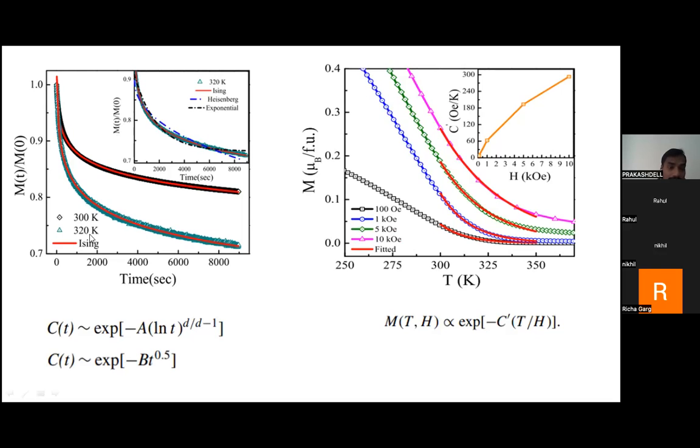So at 300K, 320K. And by using this equation, as the theory says, if the system follows this one, this is for the Ising system, and this is for the Heisenberg system. It follows the Ising system. You can clearly see it doesn't follow stretched exponential or Heisenberg. That is another indication the system exhibits a very feeble magnetic interaction, though the transition has occurred. The magnetic phase transition has already been done.